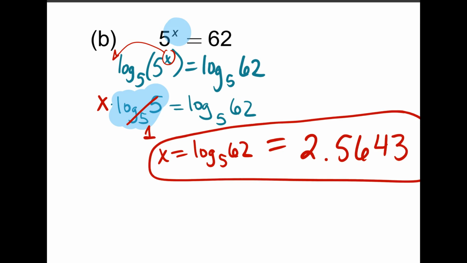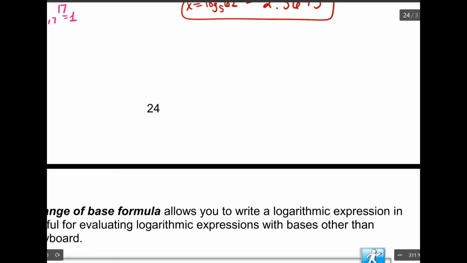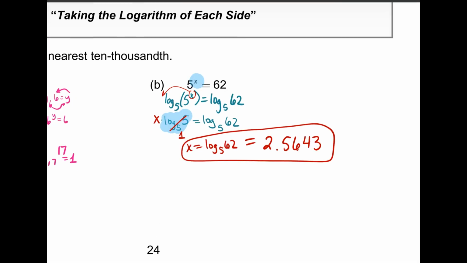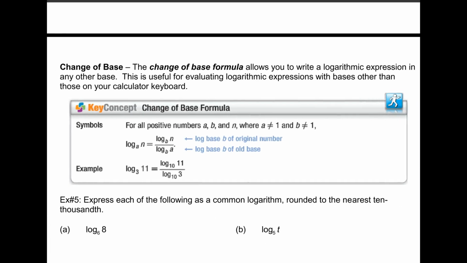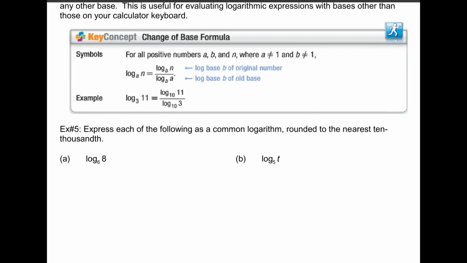Okay, so the change of base formula, I'm going to show you what this is. This is literally, until the Inspire came out, how you would have to do it. Because the 83, 84, they would not do these bases for you. They would not do base 5, base 6, base 17. They would only do base 10 and base e. That's it. So the change of base formula allows you to write a logarithmic expression in another base. So it's useful for bases other than those on your calculator keyboard. So you don't have to use this anymore because you have your Inspire calculator, but I just want to show you what it is because I have to.